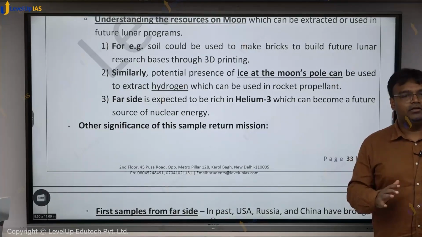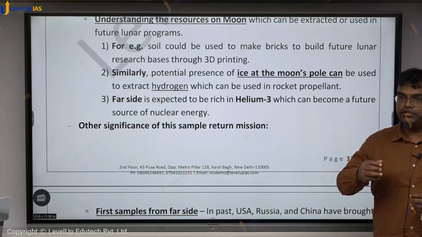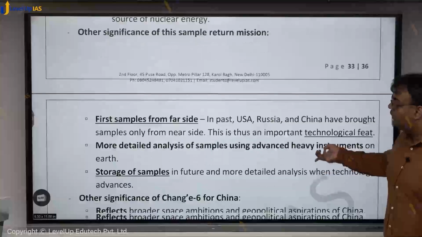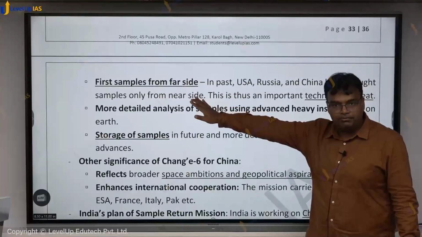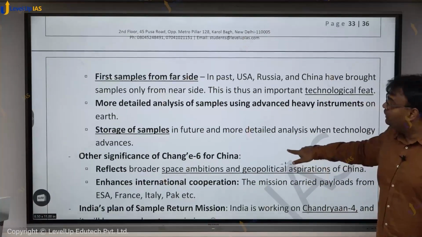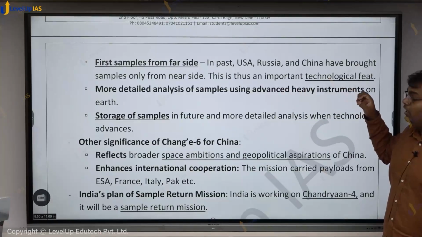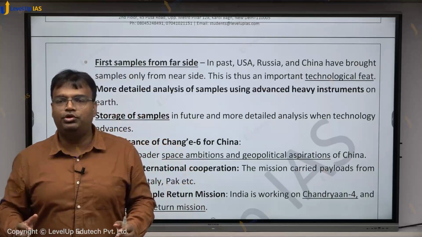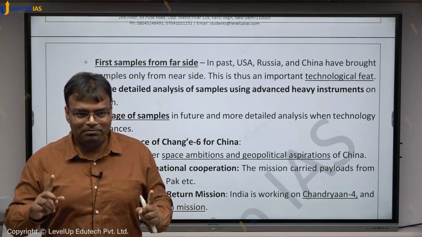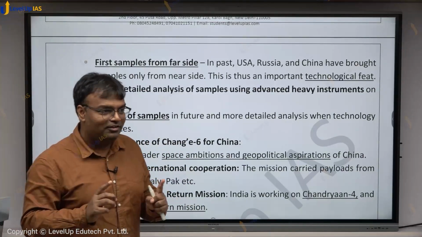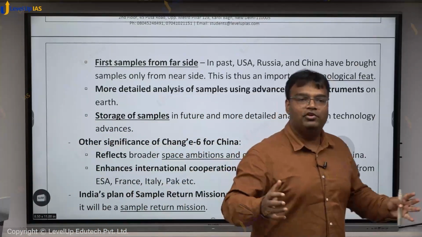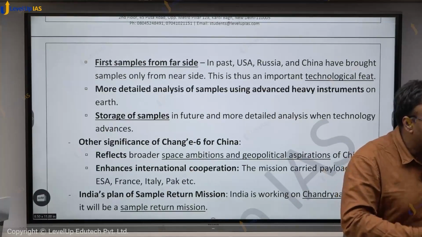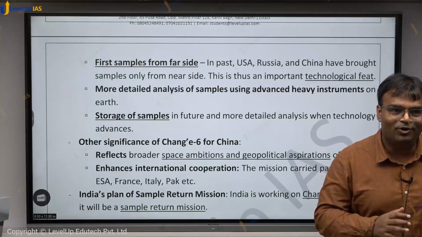Then in general, ये जो रिटर्नर मिशंस होते हैं जो कि सैंपल रिटर्न करते हैं दूसरी जगह से, what are their advantages? तो इस Chang'e-6 is the first bringing the first sample from the far side, more detailed analysis of these samples will be possible on Earth. When we go for a mission on Moon, we are not able to carry very heavy instruments. But if we are able to bring those samples here, we'll have much bigger, much powerful instruments, and we'll be able to do much detailed atomic level analysis on Earth.